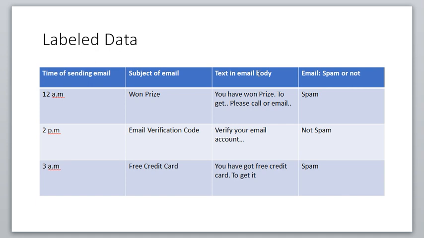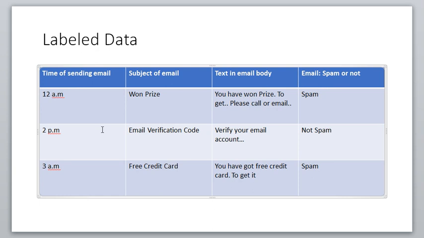Such kind of data is known as labeled data because for each observation, say this first row, the time of sending the email is 12 a.m., the subject of email was one prize, and the text inside the email body was something like, you have one prize to get, please call or email. So these are the first three columns: the time, the subject of email, and the text. Based on these three values, you need to predict this fourth column, which is spam.